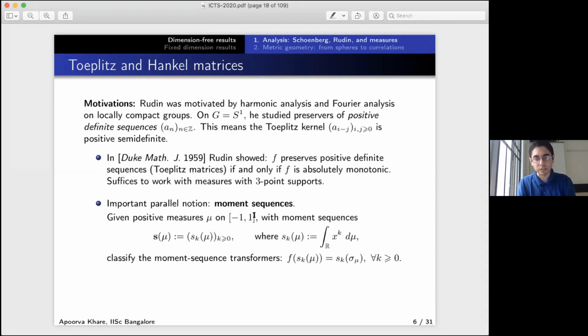Given a positive measure, with moment sequence given in this way, the expectation of x to the k against the measure, one can ask the same question that Rudin studied for this locally compact abelian group. So take some measure, and ask for which functions the kth moment sequence of the measure mu is taken to that of some different positive measure sigma on the line. That is what we worked out recently, a parallel result to Rudin, and it seems to be simple to state and very, very similar as well.